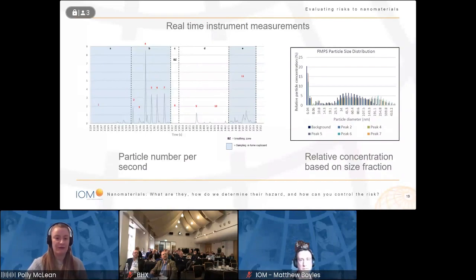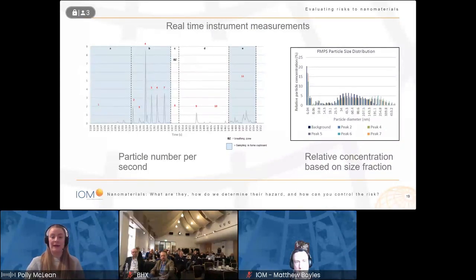So you can see here we've got sections where we're sampling in the breathing zone, and so we can give an assessment of whether there's a release at different areas of sampling. And then we can investigate those peaks further for the more sophisticated instruments that give you particle size distribution. So the graph on the right here just shows what we would typically do.